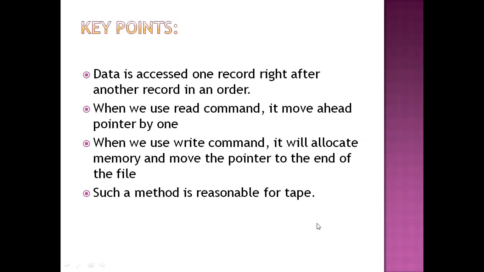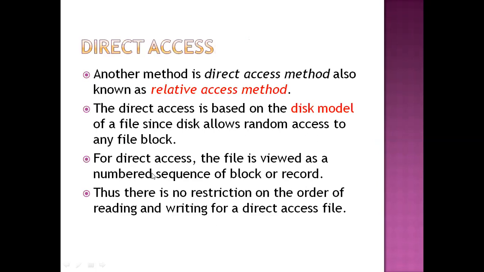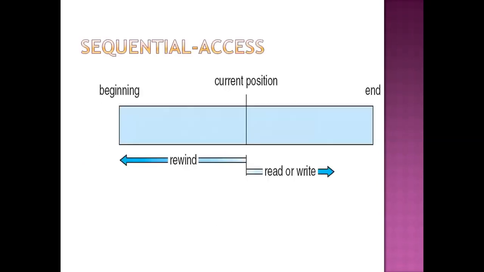Now such a method is reasonable for magnetic tape. If you observe the diagram, it shows a magnetic tape kind of thing. We have the beginning location, the end location, and my current position. While reading and writing, it will always advance the pointer to the next location. And for reading again, you have to go back to the beginning, that is using the rewind technique. So this is about sequential access.